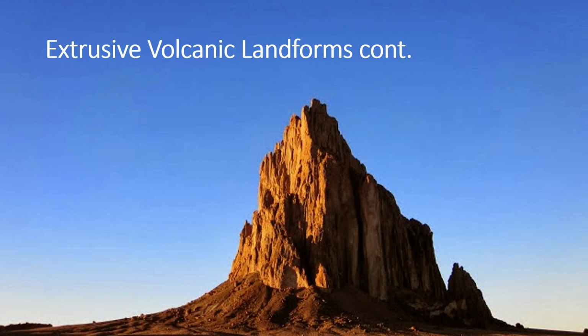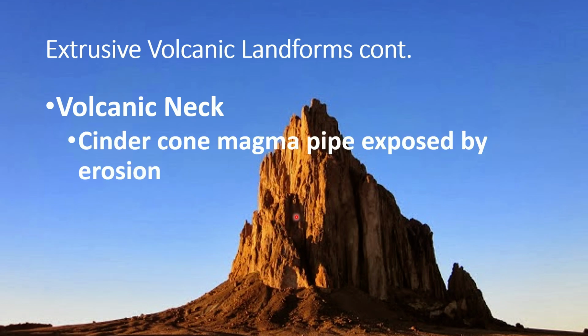Our second type of extrusive volcanic landform is called a volcanic neck. A volcanic neck forms when you've got the cinder cone volcanoes. Remember, those are the smallest volcanoes. They can only erupt the one time because they don't have enough magma fueling them. So this is the magma pipe in the vent of the volcano that all this magma couldn't get pushed out.